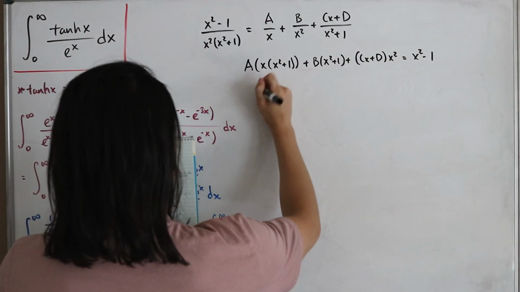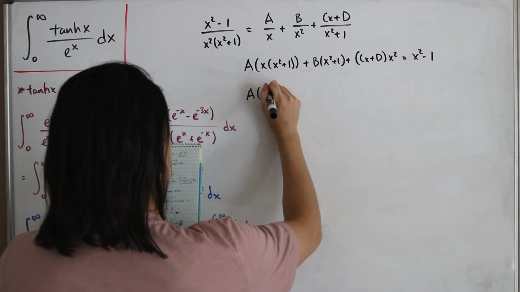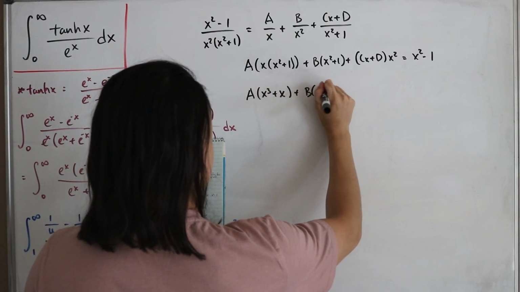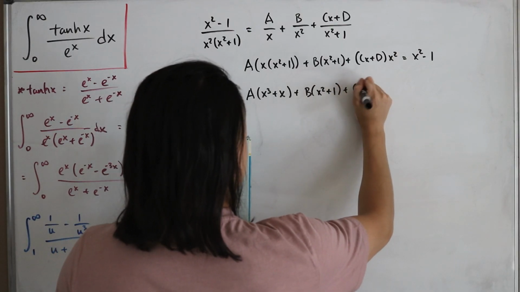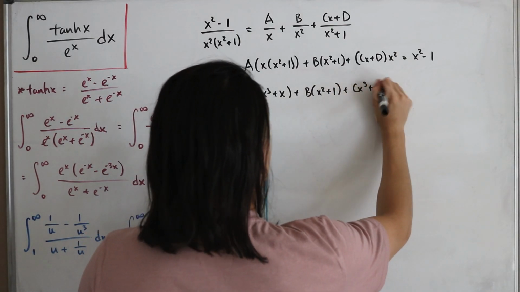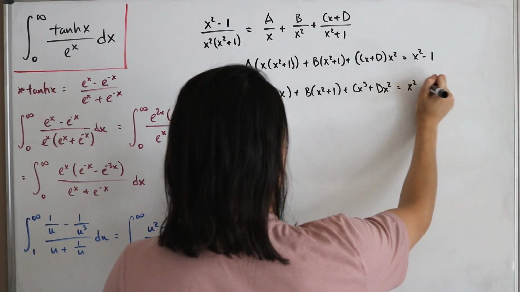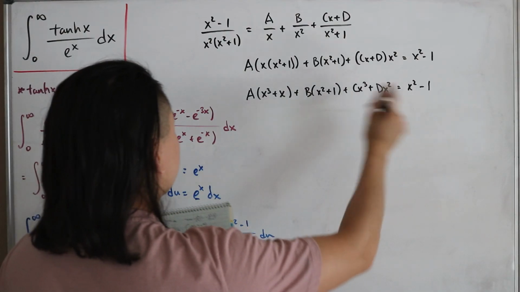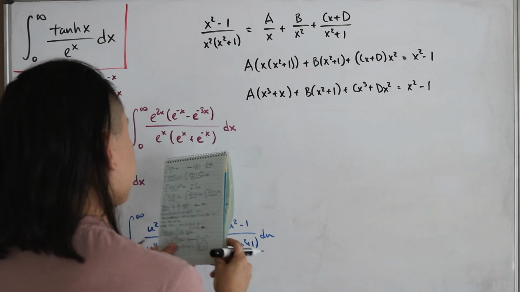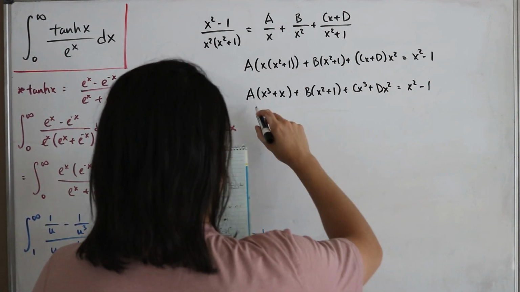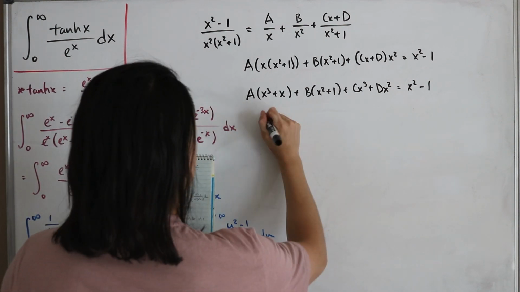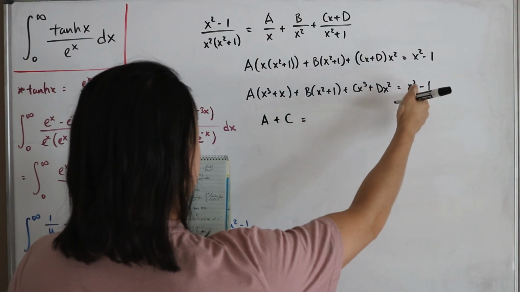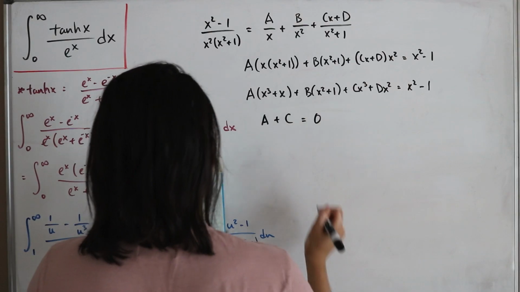Okay, so just perform the multiplication. That means a times x cubed plus x, plus b times x squared plus 1, plus cx cubed, plus dx squared, equals x squared minus 1. The next thing to do is equate the coefficients from the left-hand side to the right-hand side. For x cubed, I have a plus c. There's no x cubed on the right-hand side, so that's set equal to 0.